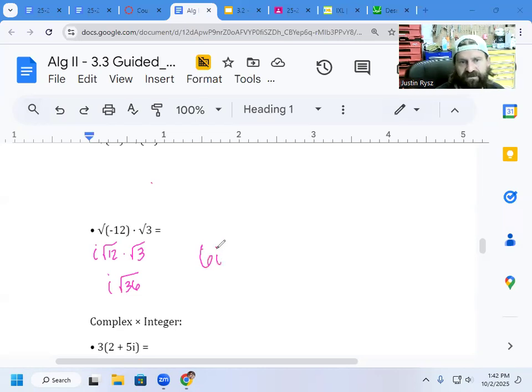Notice the slight difference between this one and the previous one: why this one is 6i, while the other one was just -6.